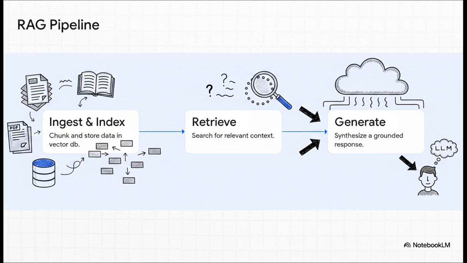Step 2 is retrieve. When a user asks a question, the system searches that vector database to find the most semantically relevant chunks. And finally, step 3 is generate. The LLM takes the user's original question, combines it with those retrieved chunks of truth, and synthesizes a grounded, highly accurate response. Pretty elegant, right?